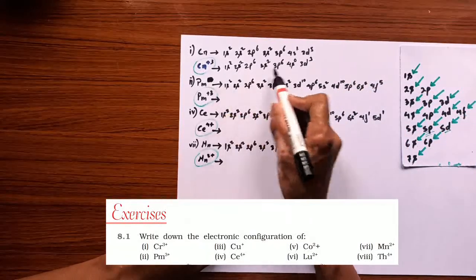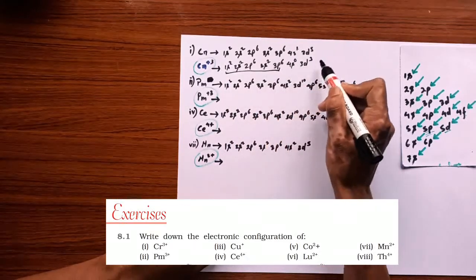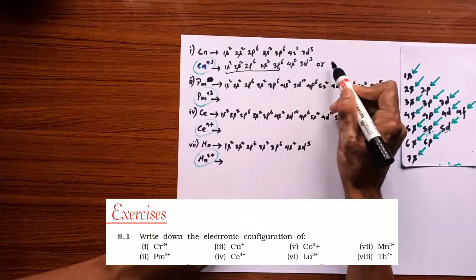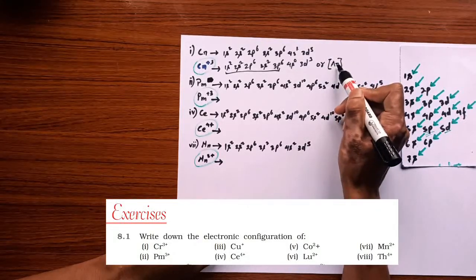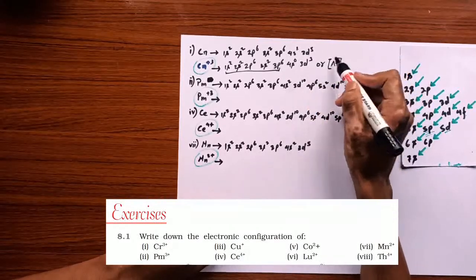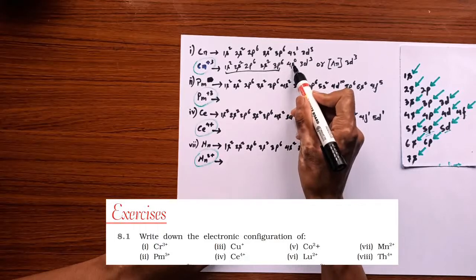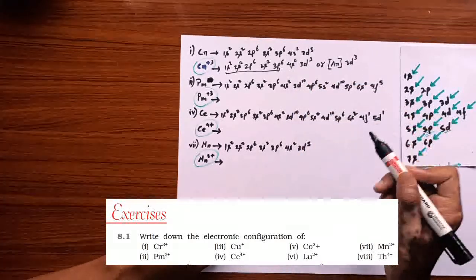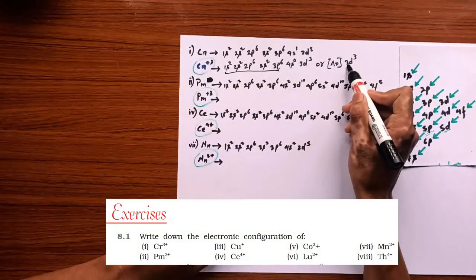To shorten this electronic configuration, we can put argon, which is an inert gas with atomic number 18, for everything up to here, and we have 3d3. It's not necessary to put the 4s0 as there are no electrons there, so the electronic configuration of chromium +3 becomes [Ar] 3d3.